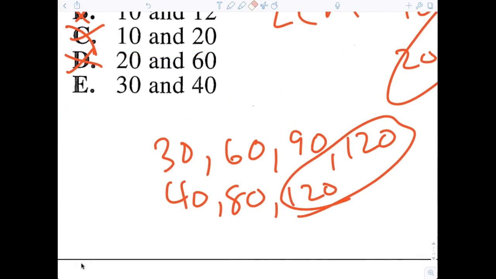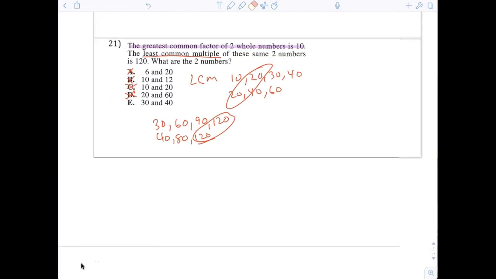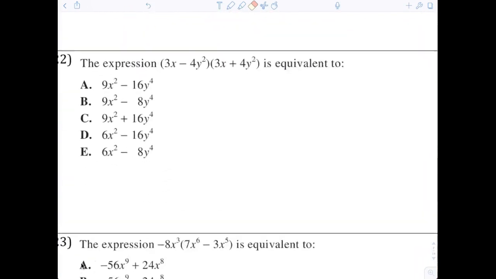Do you hear me? 20 goes into 20 and 20 goes into 60. That would be the GCF. It says the greatest common factor, we want it to be 10, not 20. That's why it's out. You agree with me now? All right, moving forward. 22.